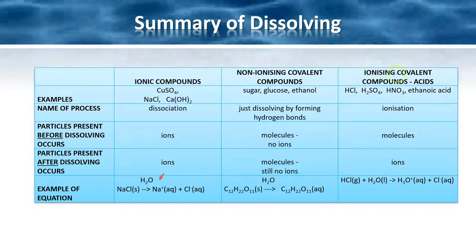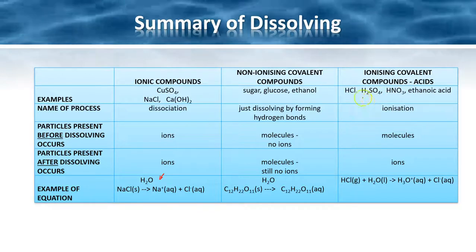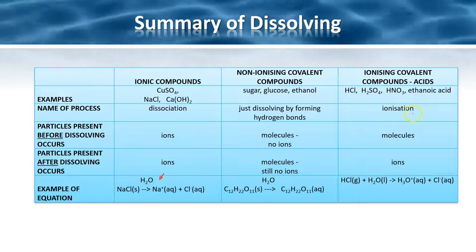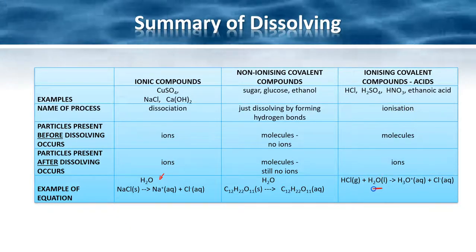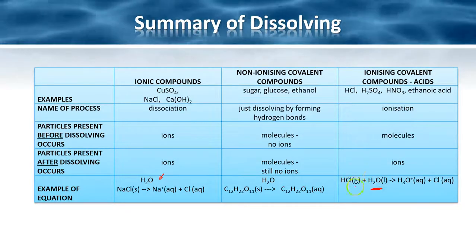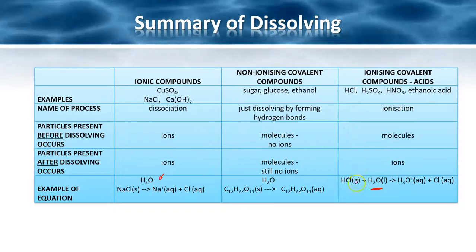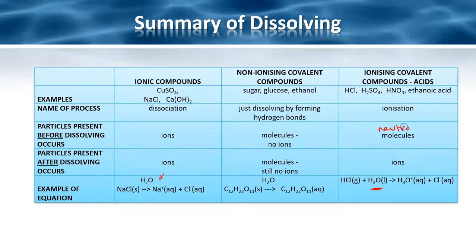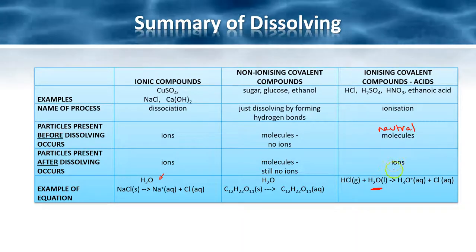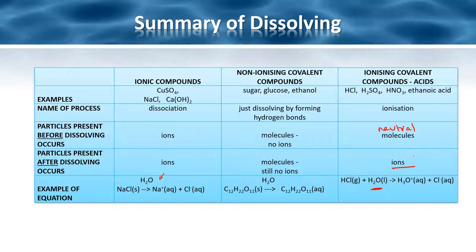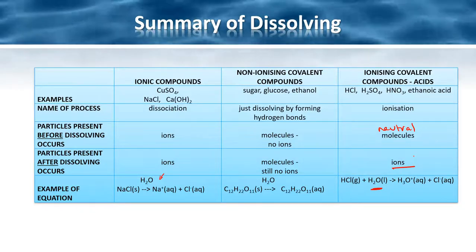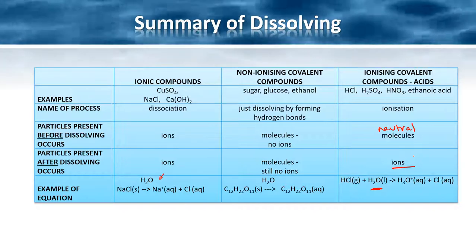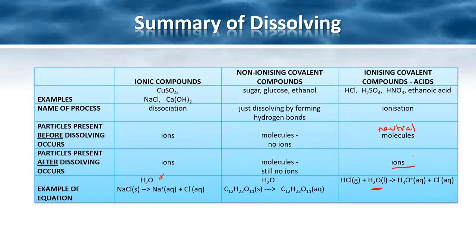Okay, then of course ionizing covalent compounds, these are our acids. In this case, the term is ionization. Water is going to be treated as a reactant because it is reacting with the solute. Okay, we have neutral molecules before we add it into water, but after we have ions. Okay, so you need to be able to explain the interactions that are occurring in each one of these and be able to draw equations for them as well.